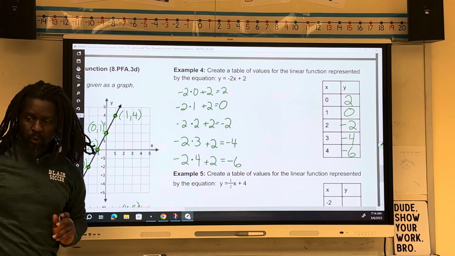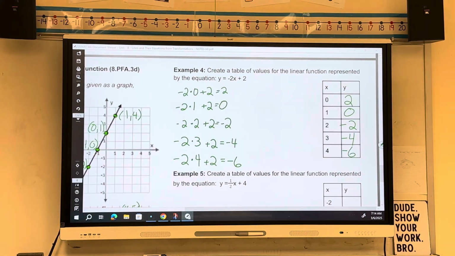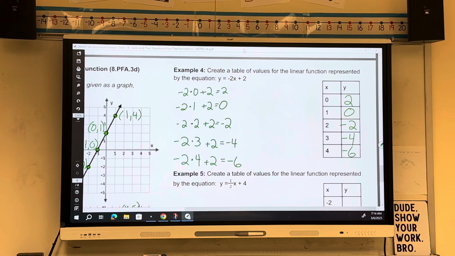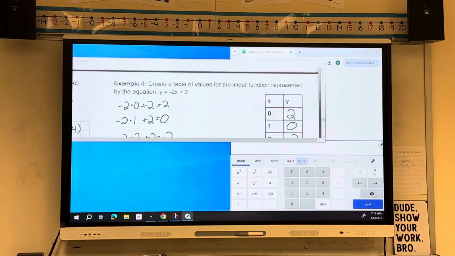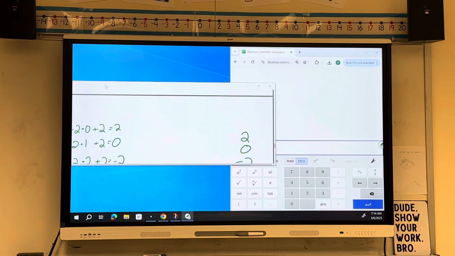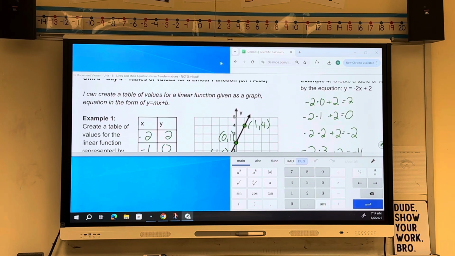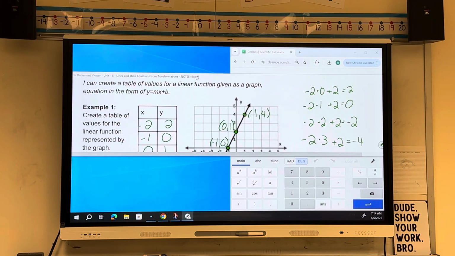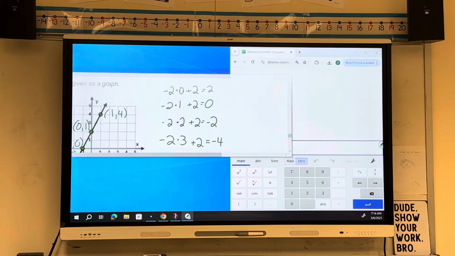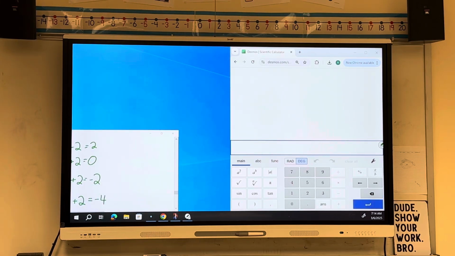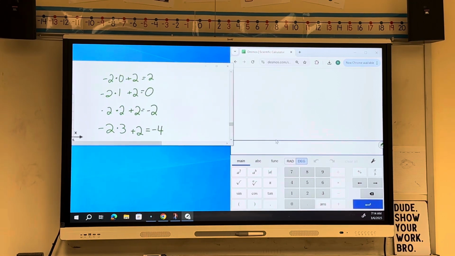Hey, real quick, I do want to show you how to do this in Desmos. Just because I know for some of us, operating with integers can be a bit of a challenge, and that is okay. We do have the calculator as a tool to help us with that. So what we could do is put our expression.